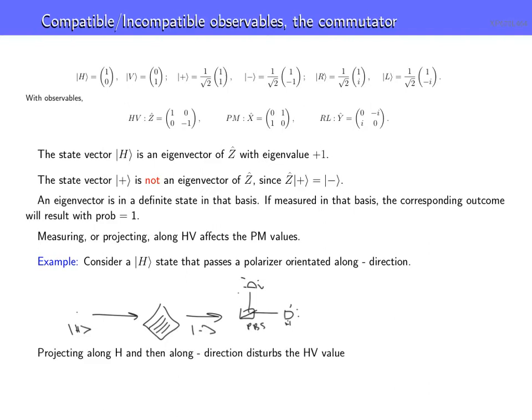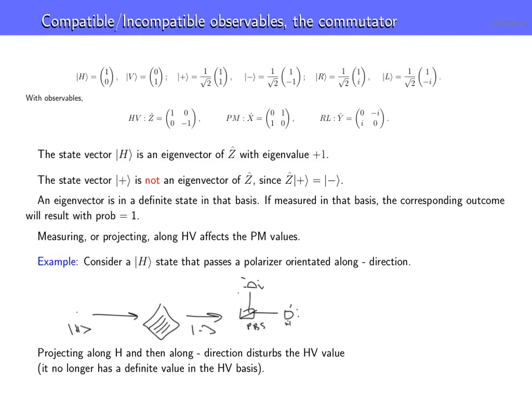So again, projecting along H and then along the minus direction disturbs the original HV value. It no longer has a definite value in the HV bases. Here it has a definite value in the HV bases, here it has a definite value in the PM bases, but not the HV bases. And then when we do the final measurement, well, that just determines which one the final one is measured.